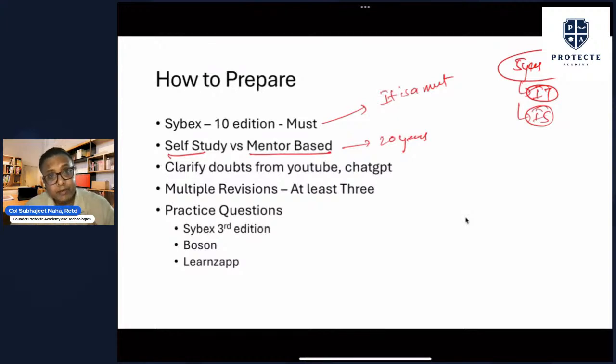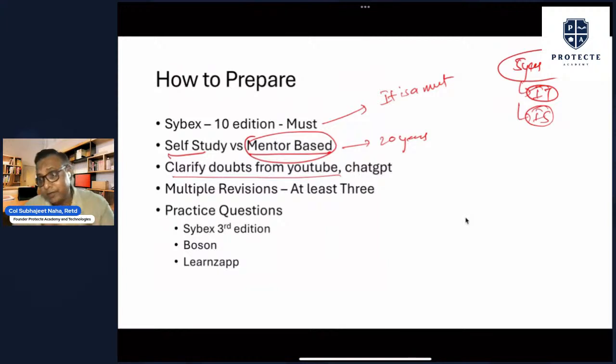So that's where you probably require a mentor-based study. There are a lot of mentors available. You're free to choose anyone. You have to clarify your doubts. You may not understand everything, and it is important that you deep dive into certain sessions.